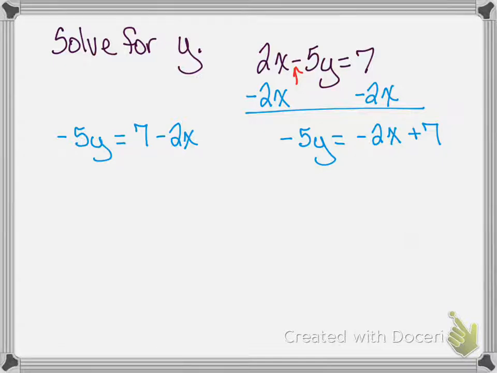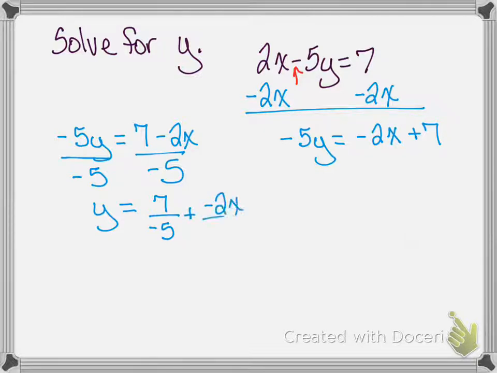Now, I'm going to divide everything by negative 5. Okay? I'm dividing everything by negative 5. When I do that, I end up with 7 over negative 5. And then I have negative 2x over negative 5. What happens here? What happens right there? They cancel or it becomes positive. Correct. Okay? So I'm left with y equals negative 7/5, and you can put that negative wherever you want to, plus 2/5 x.